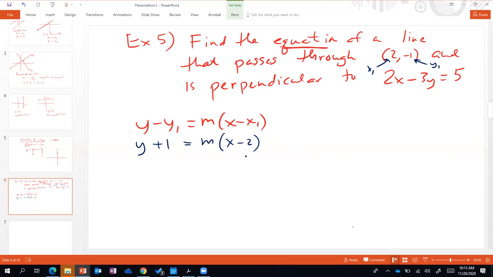And you can figure it out because if it's perpendicular to that other thing, then if you put that in the slope, you have the slope and then you have the negative reciprocal.